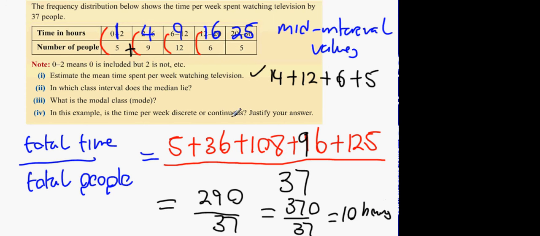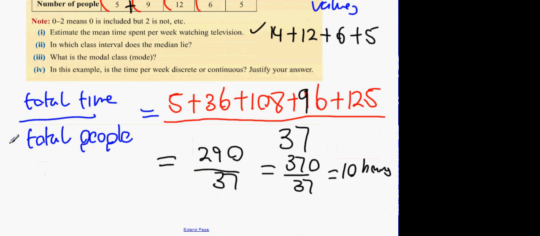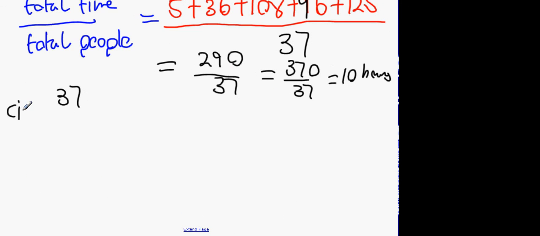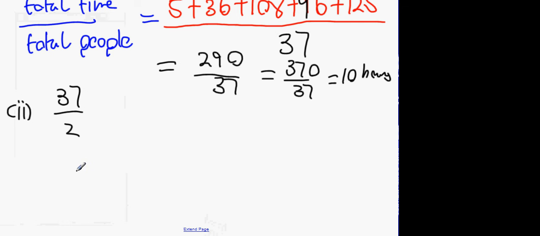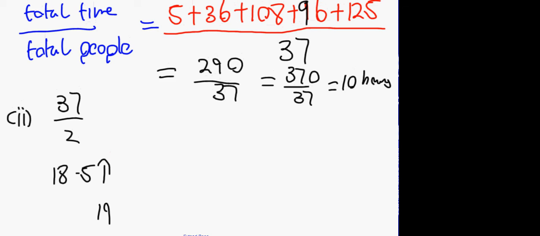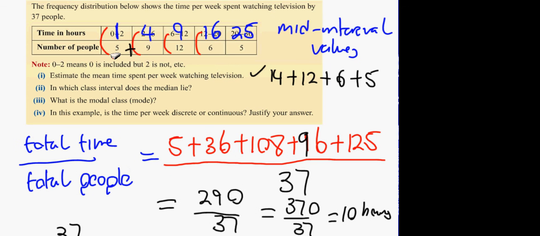And in what class interval does the median lie? There's 37 people. 37 is an odd number. Because it's an odd number, there's a middle person. Divide 37 by 2, what do you get? I think it might be 18 and a half. 18 and a half rounds up to 19. This means it's the 19th person. What we need to do now is find out where the 19th person is.